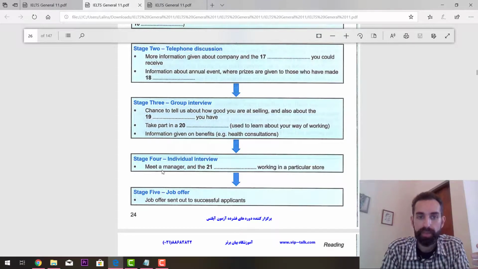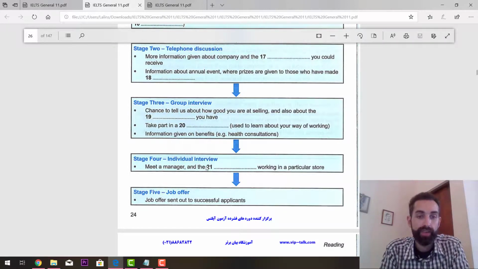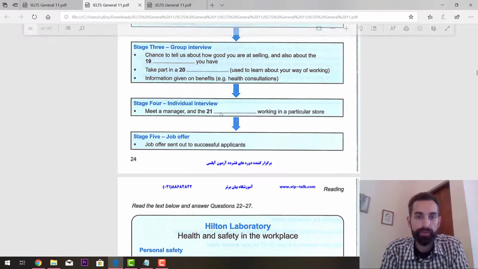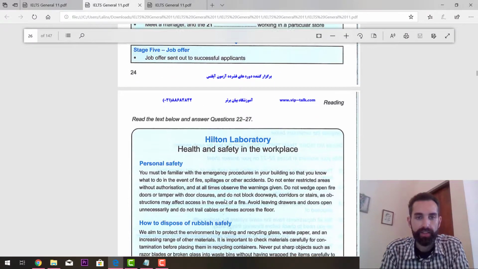As it says here, meet a manager and meet the team. But that's what's implied here. Okay, so that is the first part of section 2. Now we move on to the second part of section 2, and that is questions 22 to 27.